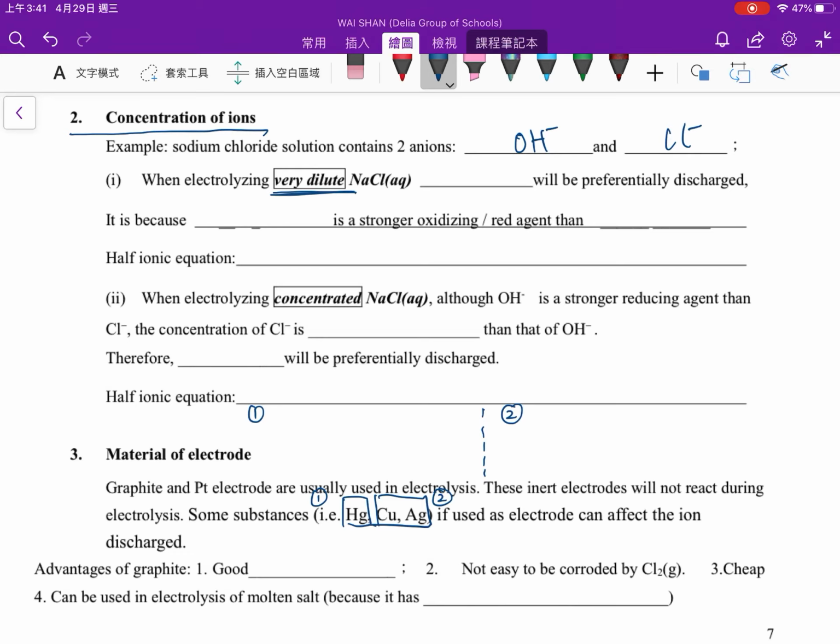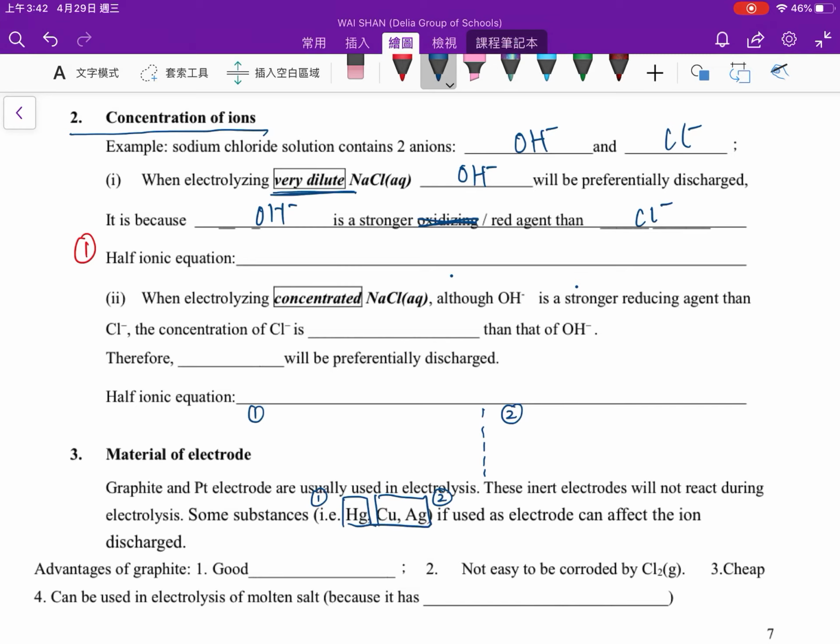Up to now, it's common what we have learned. We look at ECS because hydroxide is a stronger reducing agent than chloride, because we are not talking about the position, we are just talking about the ability. Okay, and for the half ionic equation, you can do it.